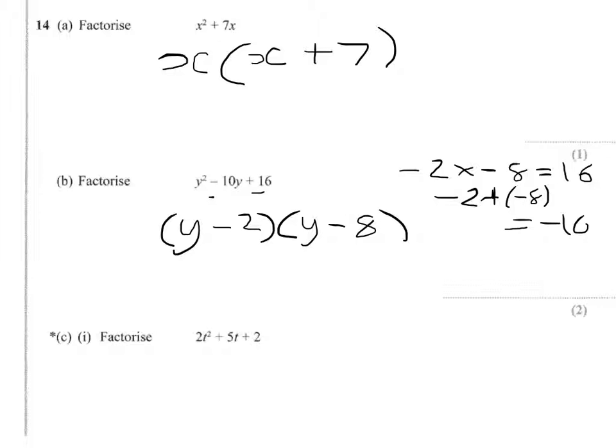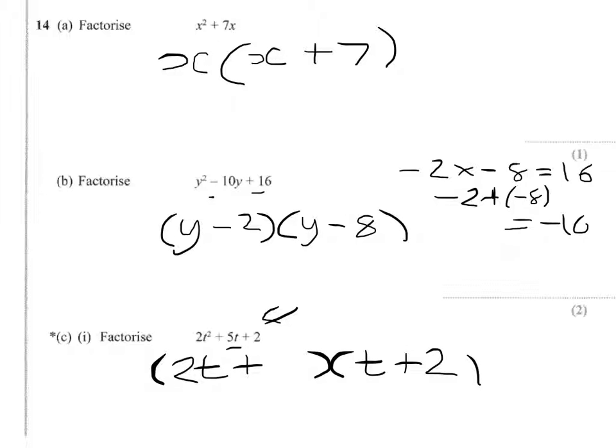Now for 2t squared plus 5t plus 2, not quite as difficult as it looks. You can only have a 2t and a t at the front. You can only have a 2 and a 1 at the end, are the only factors of the 2. So you've got to arrange it so you end up with 5t in the middle. So you're going to need this 2t to multiply a 2, and that will give you a 4t. So I'll put that 2 there, and then it will leave you plus 1 there.